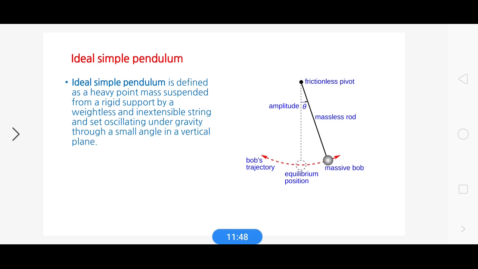Ideal simple pendulum. What is meant by an ideal simple pendulum? It is defined as a heavy point mass suspended from a rigid support by means of a weightless and inextensible string and set to oscillating under gravity through a small angle in a vertical plane.